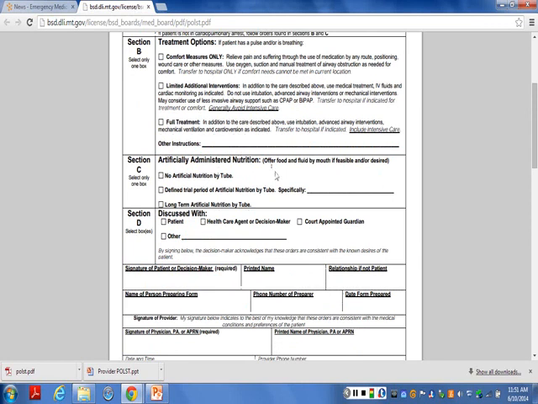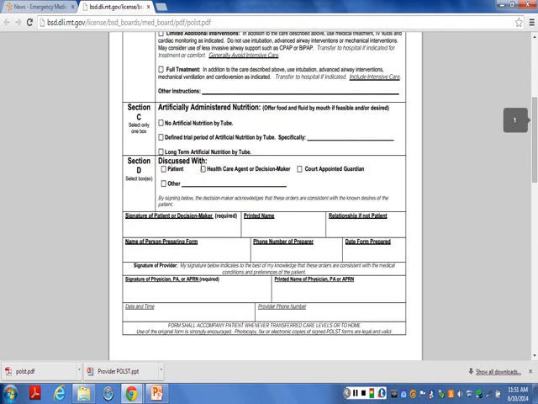Section C, artificially administered nutrition. Offer food and fluid by mouth if feasible or desired. No artificial nutrition. Define trial period, specifically for the period, and long-term artificial nutrition. This is tube feeding. Section D, discussed with the patient, the healthcare agent or decision maker, the court-appointed guardian, or other. So this is where the physician has to complete this.